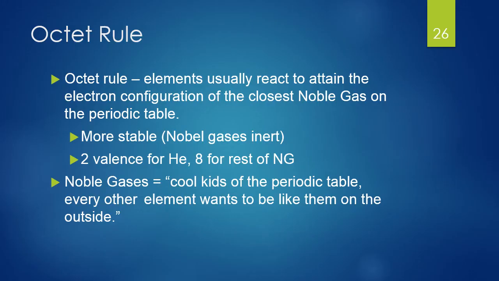The octet rule says that everybody wants 8 electrons. They all want to be a noble gas. Of course, there's always exceptions to that rule, being hydrogen and helium. They can only have a max of 2 electrons. The rest of the atoms on the periodic table of the main group elements want 8.